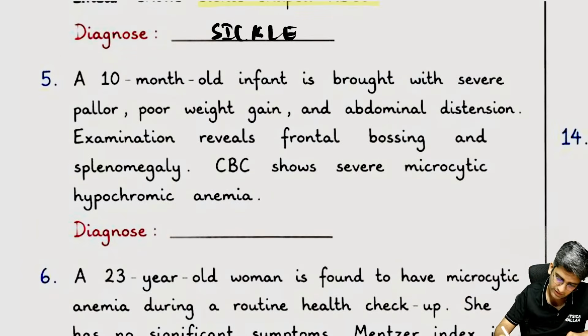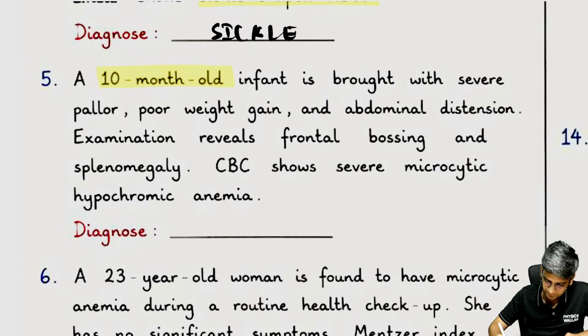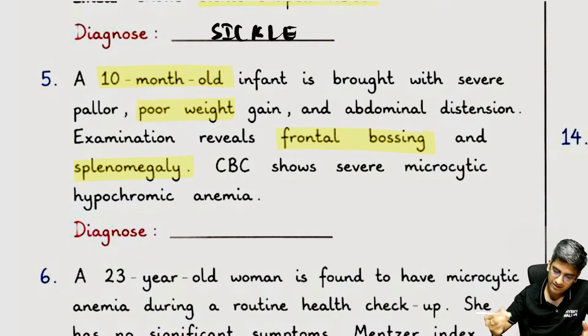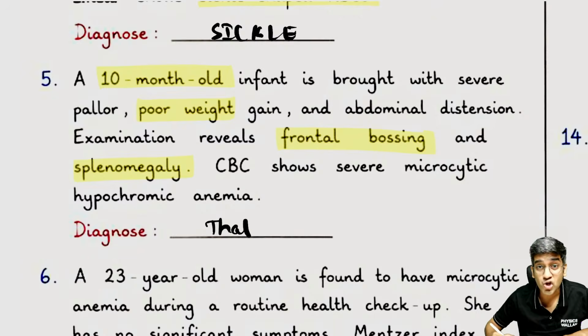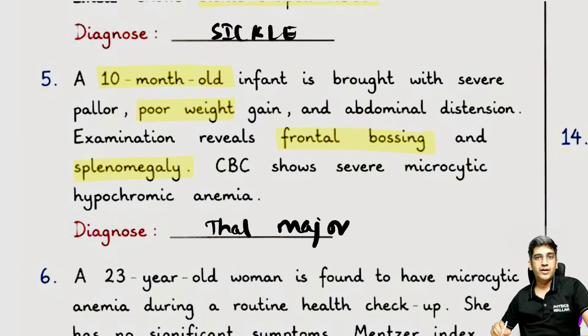Next. The biggest clue here is this. RBC disorder, 10 months. Only one diagnosis for me. Yeah, other findings are also there: poor weight gain, severe pallor. Just writing thalassemia is not enough here. If you just write thalassemia, if I am the examiner, I will reduce marks for you for sure. I need the answer as thal major. I have a clinical feature which is suggesting thal major.